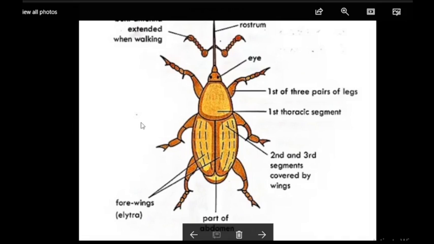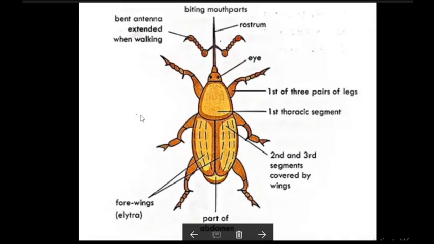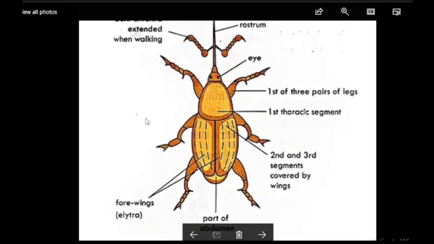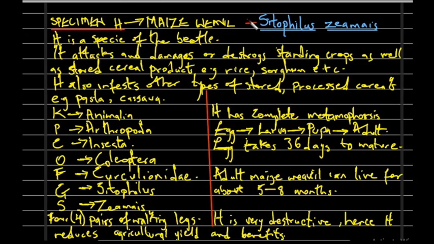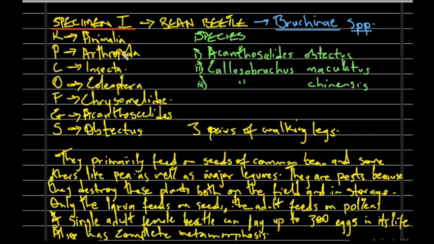So it is advisable that we get ourselves familiar with these diagrams to be able to answer questions, in case we come across any of them. So that is that about this particular specimen. And then we move to the next one, which is specimen I.